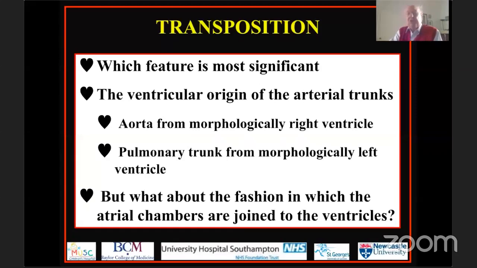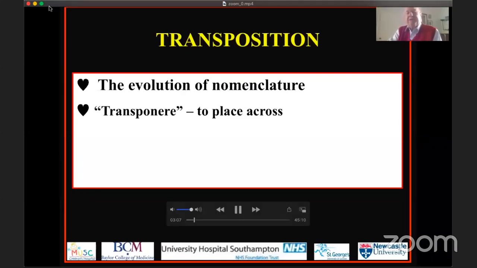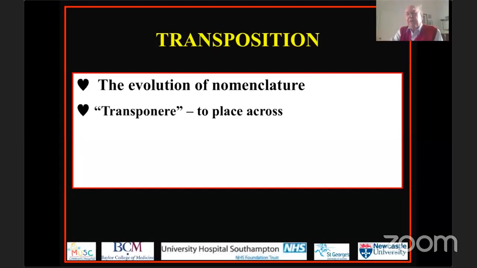But then we must also take account of the way in which the atrial chambers are joined to the ventricles. And that has also created problems over the years. Because if we go back and consider why we use this word transposition, which I'm going to tell you is now my favored term for the anomaly, transposition means no more than placed across.